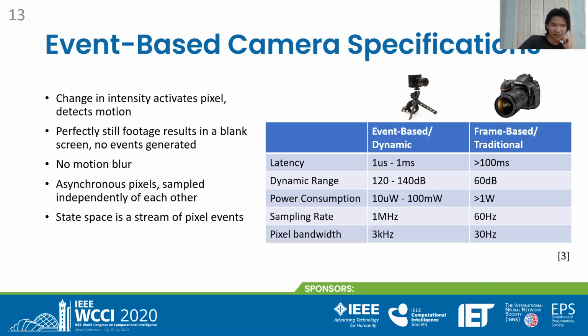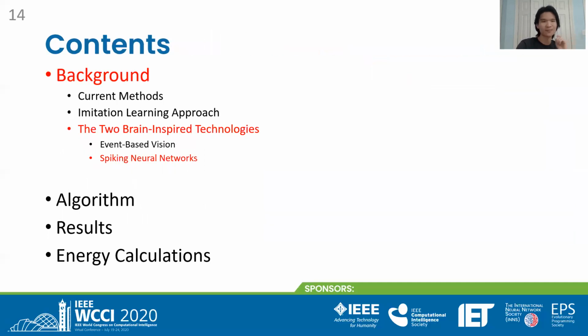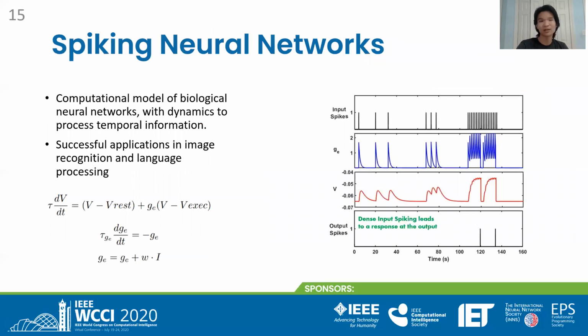So this state space, this output of event-based vision, is the stream of pixel events, the stream of ones and zeros. If it's a 1, that means there's a lot of movement in such a location. And if it's a 0, it means that not much movement is happening and therefore it's not relevant. The second brain-inspired technology to touch on is spiky neural networks.